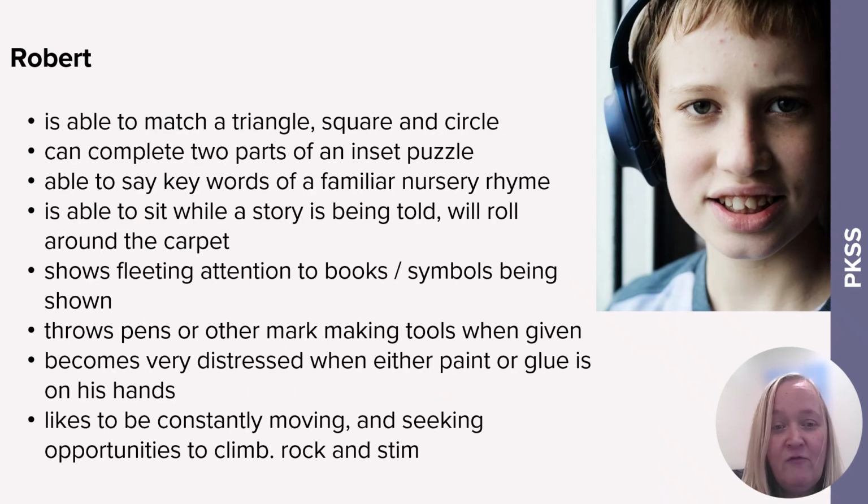Last example, we have Robert. He is able to match a triangle, square and circle. He shows fleeting attention. He can throw pens or mark-making tools when given, and can become very distressed with either paint or glue on his hands.